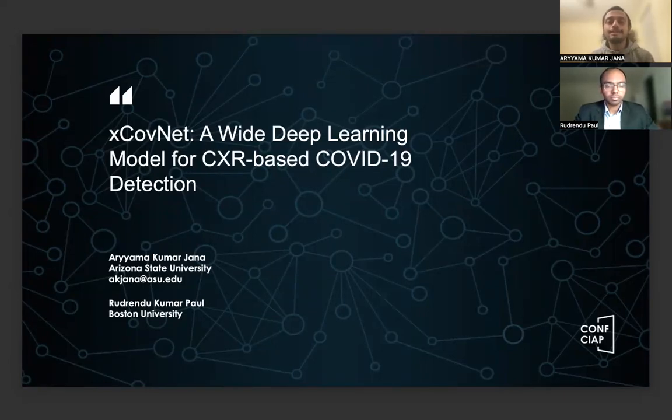And we both have designed this wide architecture deep learning model named xCovNet, which accurately identifies COVID-19 cases using chest X-ray images.